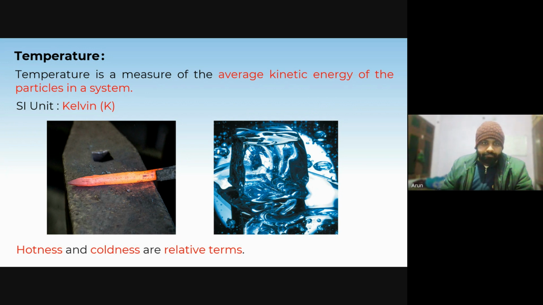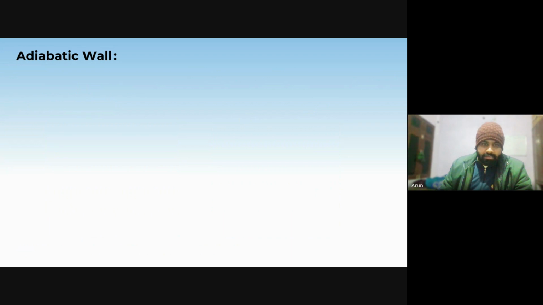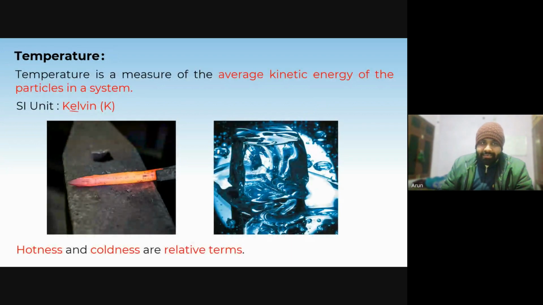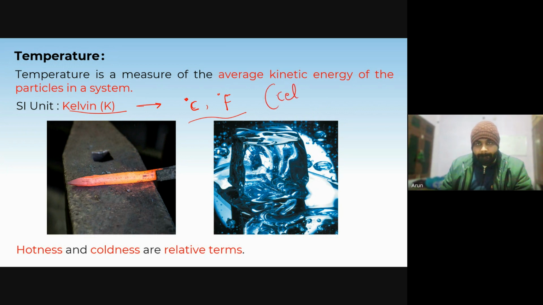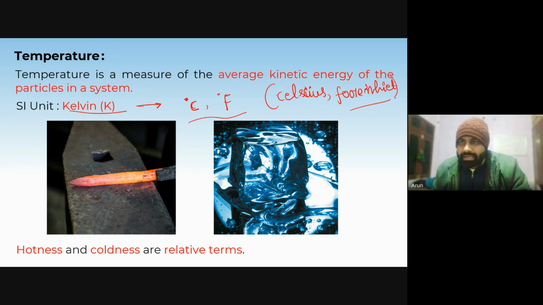Now, the absolute unit is Kelvin. We have used other units also, like degree Celsius and degree Fahrenheit, you can say. Okay. So these are also units. Celsius and Fahrenheit. The spelling may not be correct, but the concept is the same. Got it?